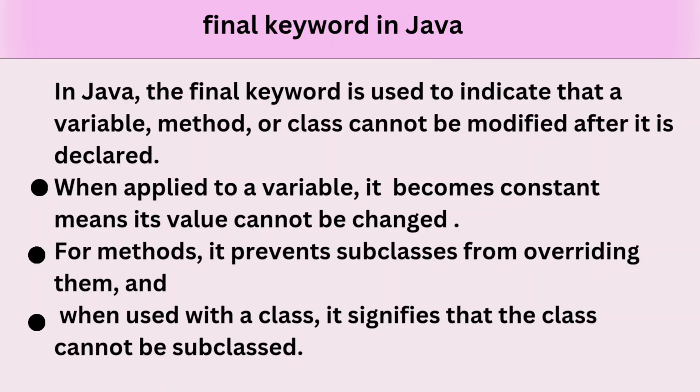In Java, the final keyword is used to indicate that a variable, method or class cannot be modified after it is declared. When applied to a variable, it becomes constant, meaning its value cannot be changed. For methods, it prevents subclasses from overriding them. And when used with a class, it signifies that the class cannot be subclassed.